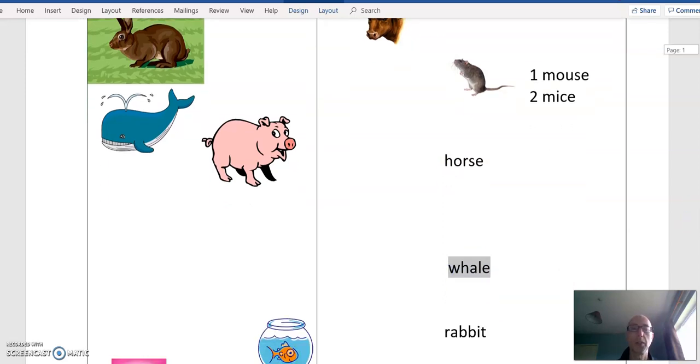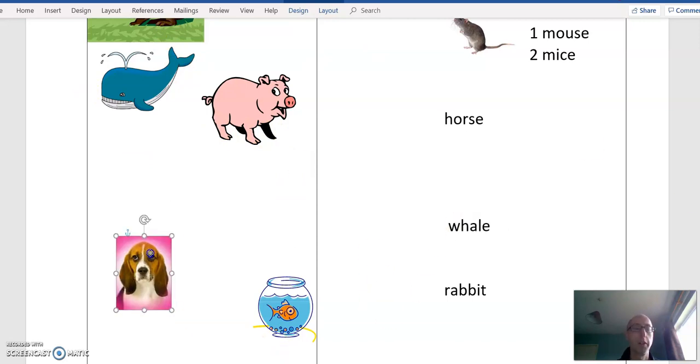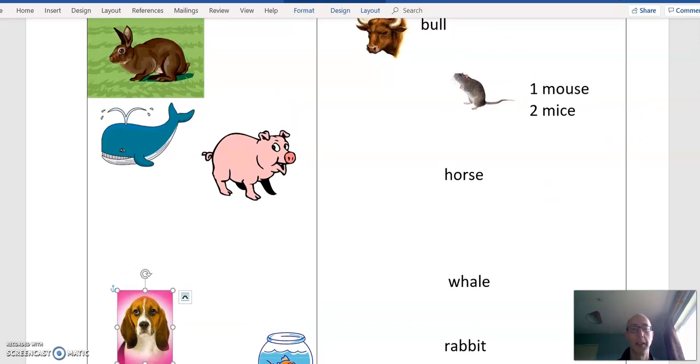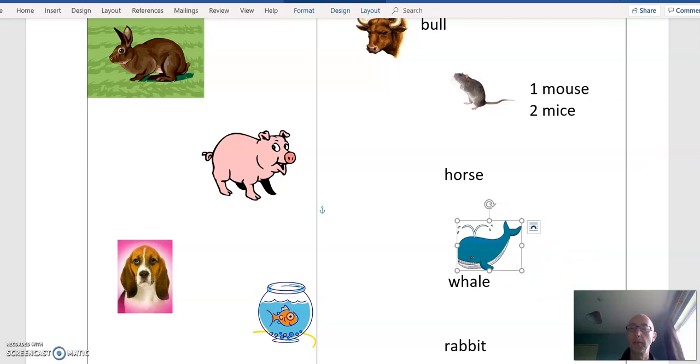What's this word? Can we say it? Whale. It's a whale. So can we find the whale here? One of these five. Where's the whale? This is the whale, exactly. I'll move the whale over here. So it's a whale.